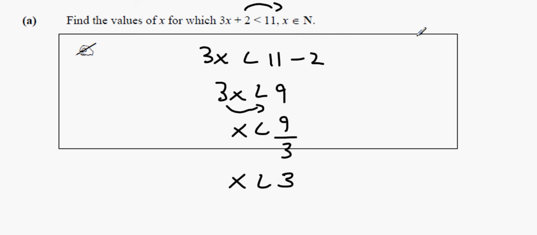Now remember, for natural numbers, it's going to be 1, 2, 3, 4, 5, and above. Now remember, your number has to be smaller than 3. So are you allowed the number 3? You're not allowed the number 3 because it's equal to 3. So you're not allowed to have it because there's no equal sign underneath. Okay, so our answer for this question is just going to be 1 and 2.